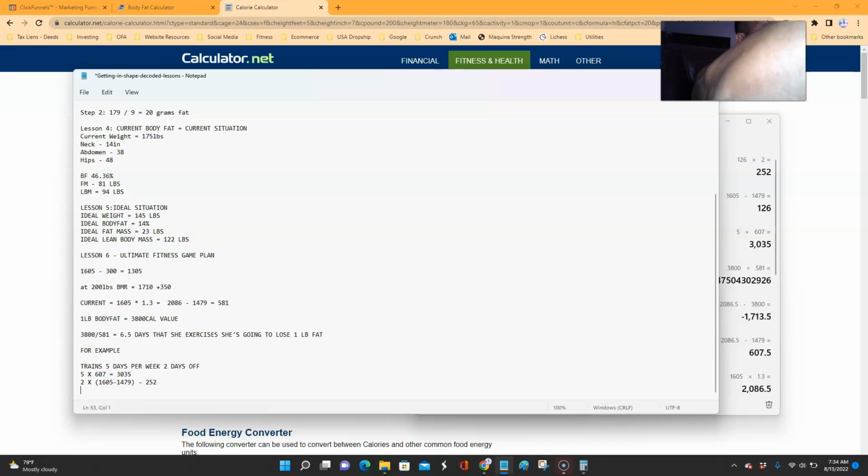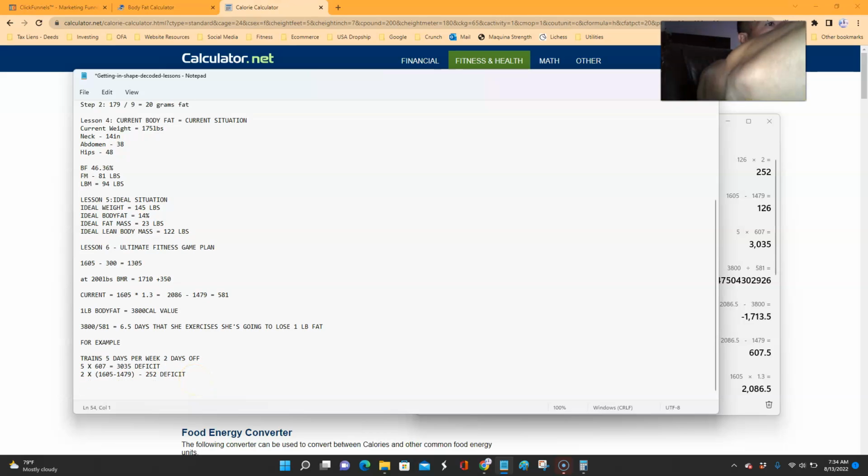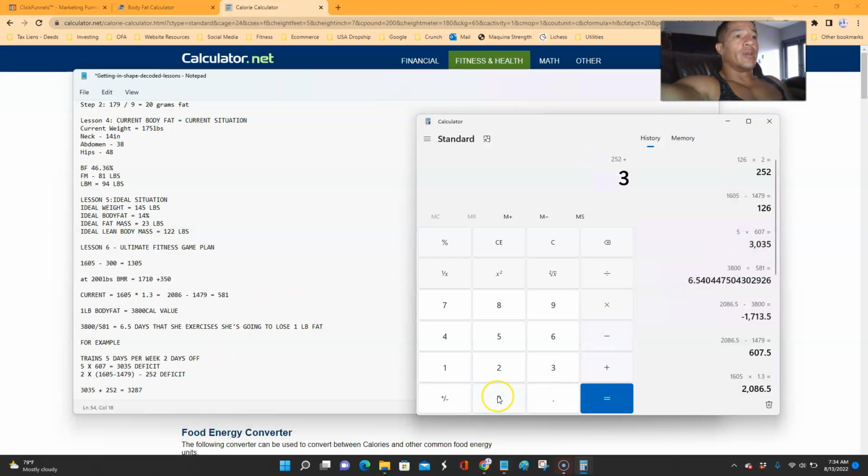Okay. So both of these, all right, this is a calorie deficit. And deficit means that you're eating fewer calories than what you burn. If you eat more calories than what you burn, that's where you gain weight. You're at a surplus. All right. So we add both of these up, 3,035 plus 252 equals 3,287. Okay.